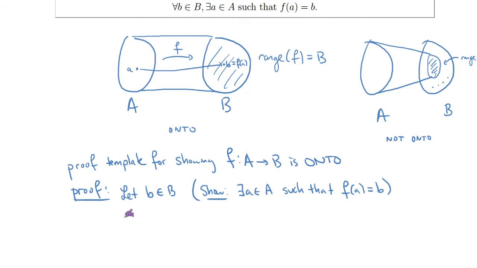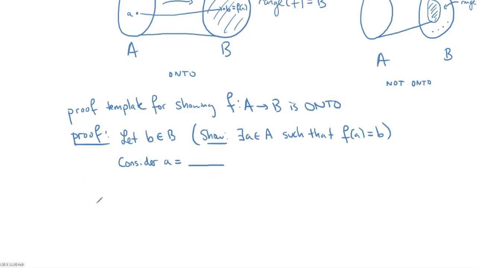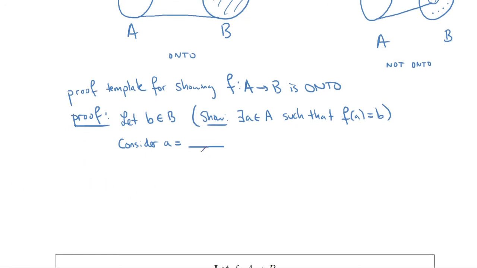So let me write out how I usually write this. I would say consider a equals something. Okay. Now we don't currently know what that is. So I would just leave a little blank here for just a second, and then you could say now, what is f of a? Well, f of a would be f of this blank. Okay. And you would simplify this, and eventually you would want that to actually be equal to b here.